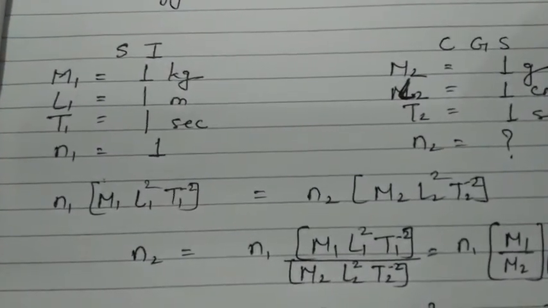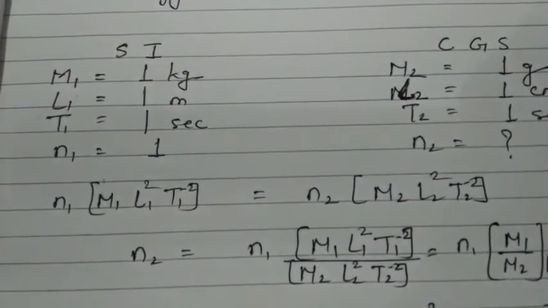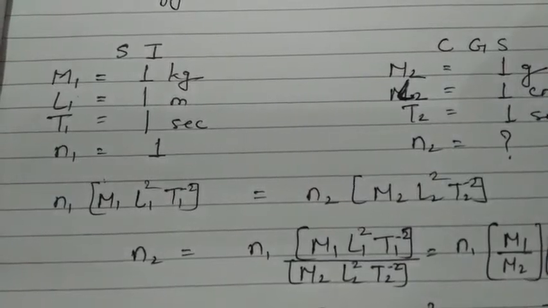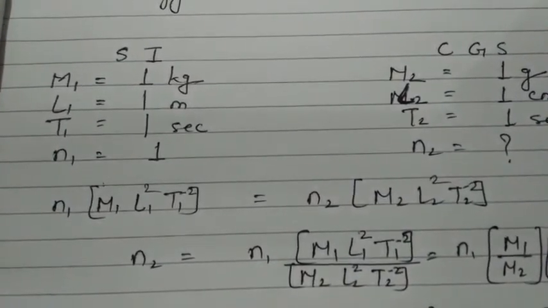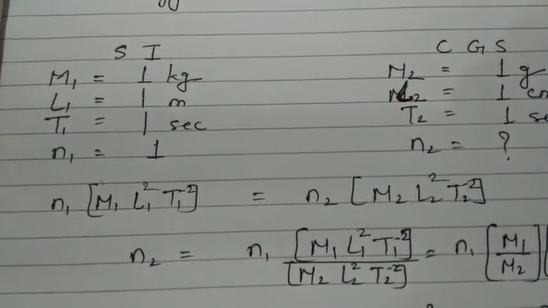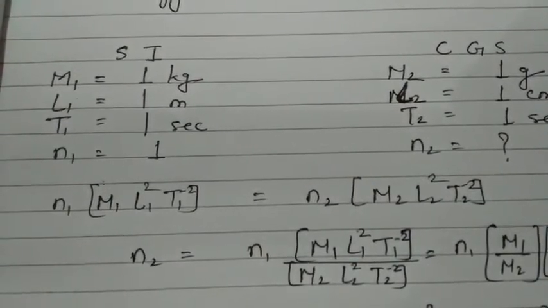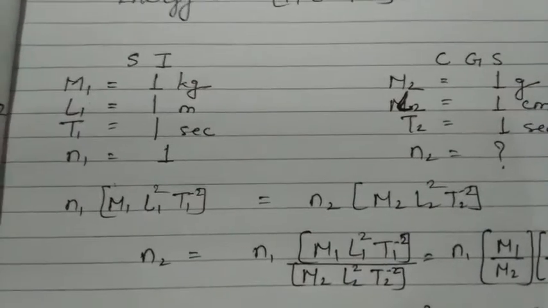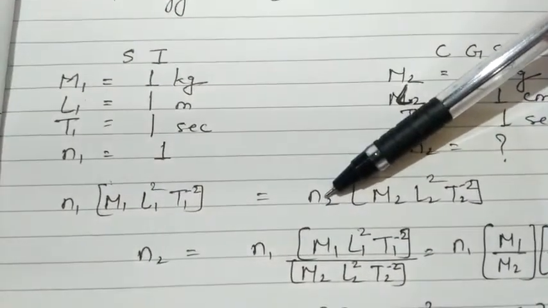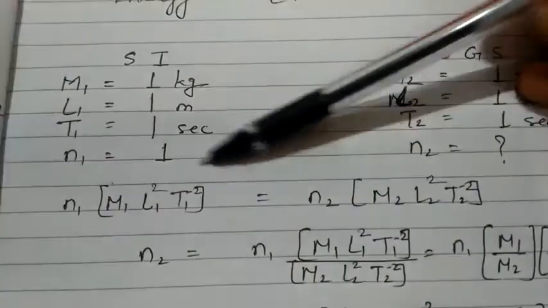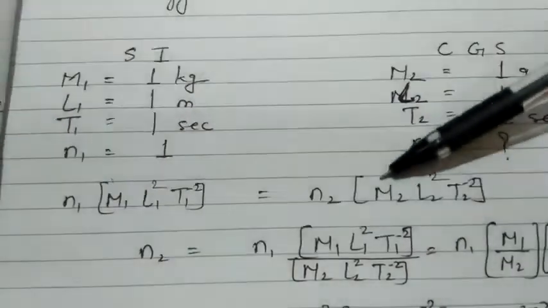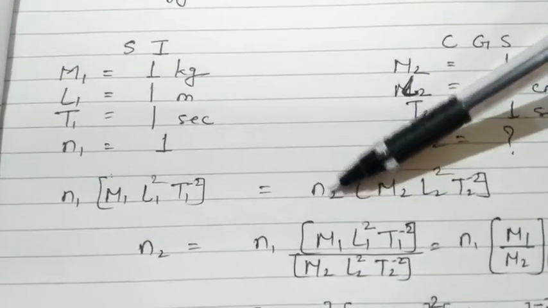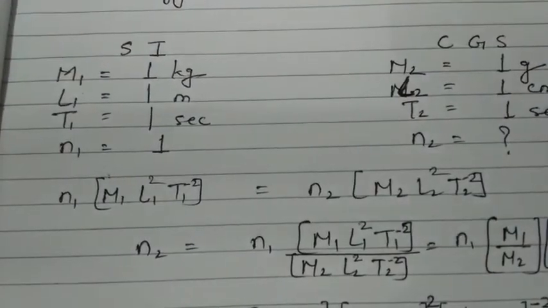N1, M1, L1 to the power 2, T1 to the power minus 2 equals N2, M2, L2 to the power 2 and T2 to the power minus 2. Like this we have written. Now N2 is the unknown quantity, and these are known quantities. This one is also known. We have to find out the value of N2 only here.